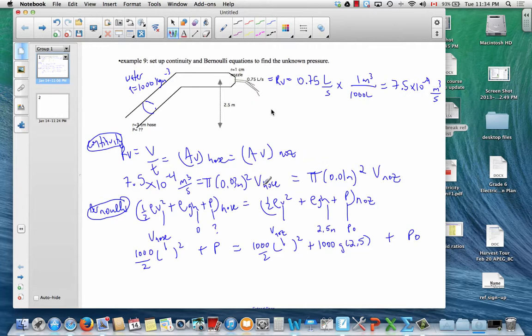Now, unlike in the previous example where we made an approximation, we said that one of the speeds was so small we would just take it to be 0. We won't do that here because you can actually solve this equation for these 2 speeds exactly. So that's how to apply the principle of continuity and Bernoulli.